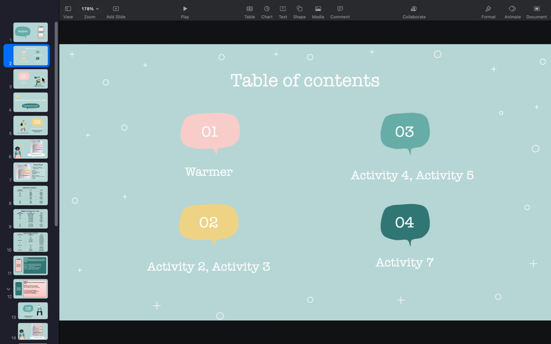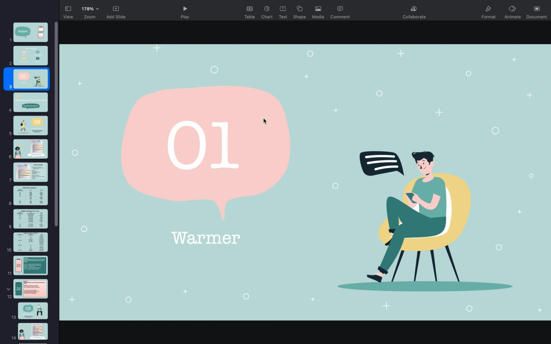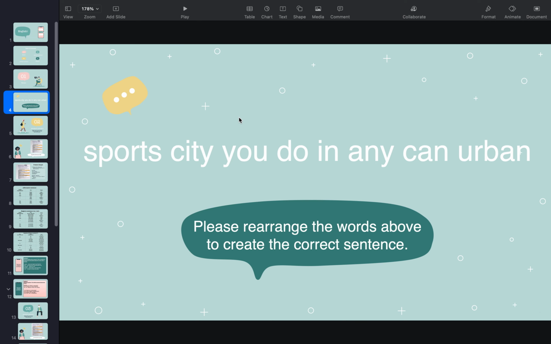Alright, now let's check out the first part of the lesson, the warmer. Okay, tengok bahagian pertama lesson ni iaitu warmer ataupun aktiviti pemanasan kita. What will you have to do? Okay, so check this out. Sports city you do in any can urban. Okay, bahagian pertama kamu ialah aktiviti pemanas dia. Okay, nak kena buat apa?